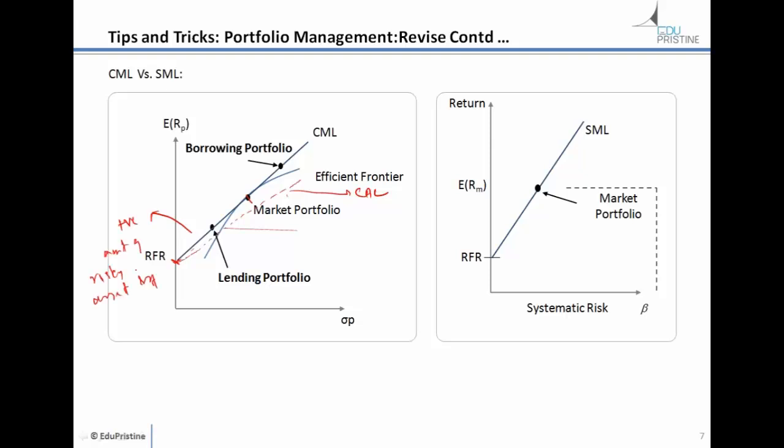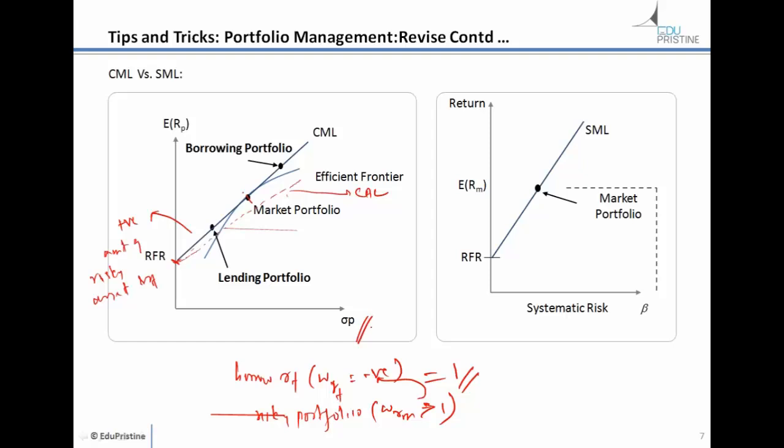If I go beyond the market portfolio, that means I am going to make use of leverage, which is nothing but borrowing the risk-free asset, which means that the weight of the risk-free asset will be negative, whereas the weight of the risky portfolio will be greater than 1, such that the sum of these two will be equal to 1. So this is what I call leverage. The second thing I must remember is that in the capital market line, the x-axis is always the portfolio standard deviation.